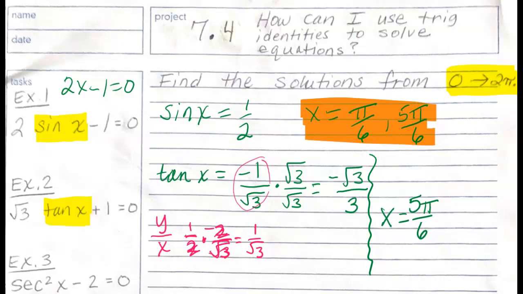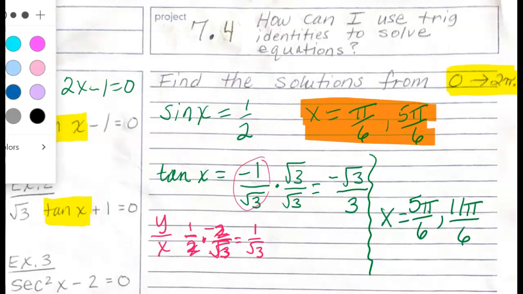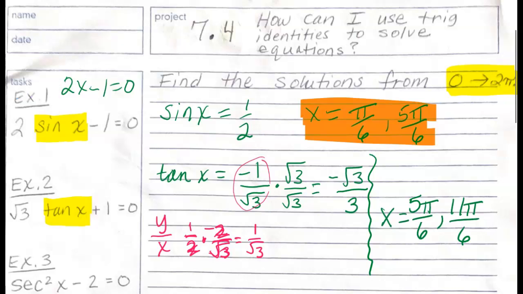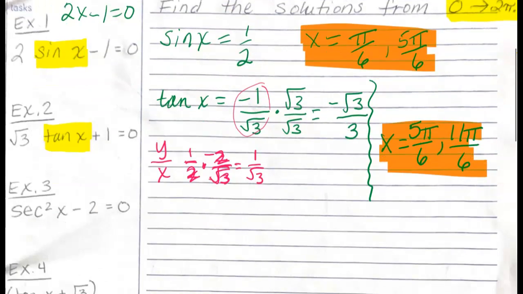Okay, sorry, I had to pause for a second. So we were at 11 pi over 6. That is the same point, square root of 3 over 2 and negative 1/2. So 11 pi over 6 would also be a solution for this equation. Okay, let's move on.